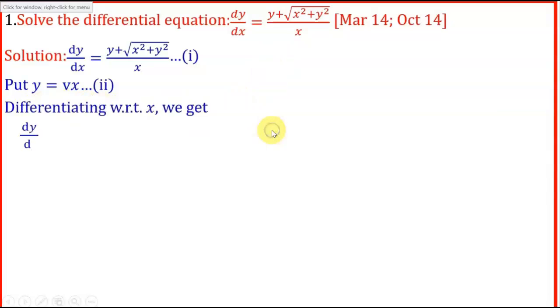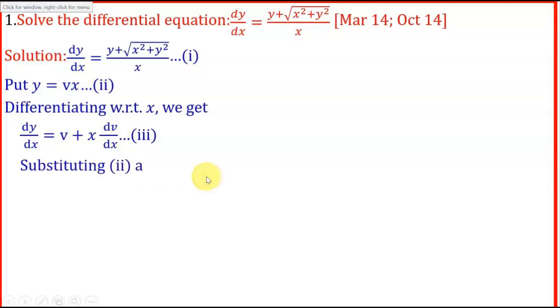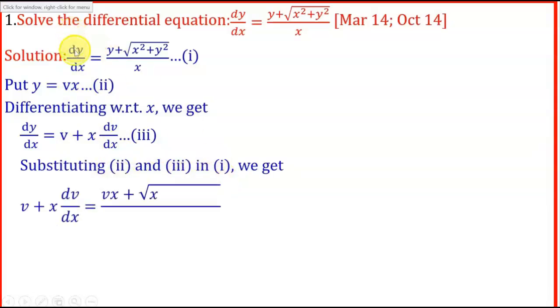Differentiate this with respect to x. Therefore, dy by dx is equal to, applying the product rule, derivative of x is 1, 1 into v is v, plus x as it is, derivative of v is dv by dx. And this is the third one. Substituting the values of 2 and 3 in 1, substitute y is equal to vx and dy by dx is equal to v plus x into dv by dx in equation 1. Then you will get v plus x into dv by dx is equal to vx plus root of x square plus v square x square upon x.